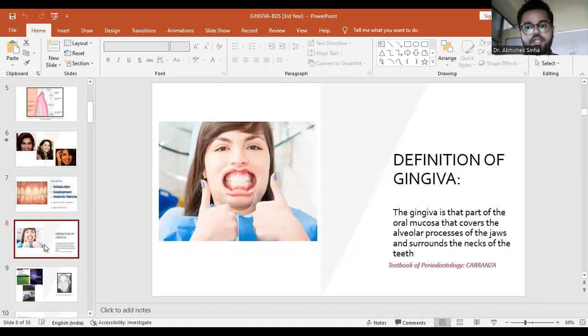Very simple to understand. It's that part of the oral mucosa which covers the alveolar processes. You will understand what alveolar processes are once I talk about alveolar bone. So it covers the alveolar processes of the jaws and surrounds the necks of the teeth. This definition you really need to remember whenever a question on gingiva is asked in your examination.